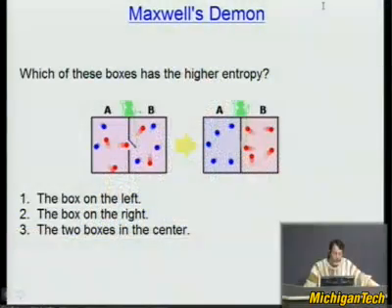It's just that there's lots more states where they're in every direction. Got it? That's the guts of entropy, so far as I understand. So, which of these boxes has the higher entropy? Would it be the box on the left?